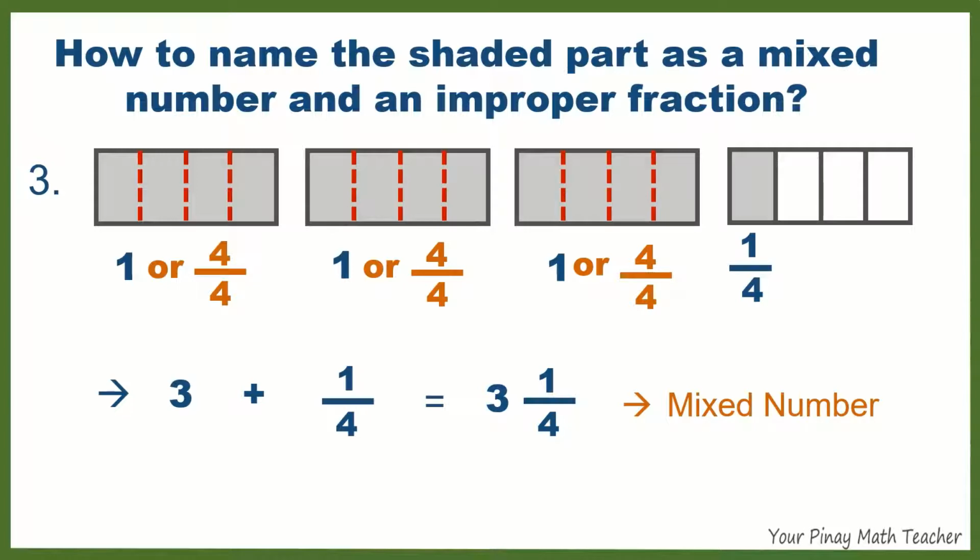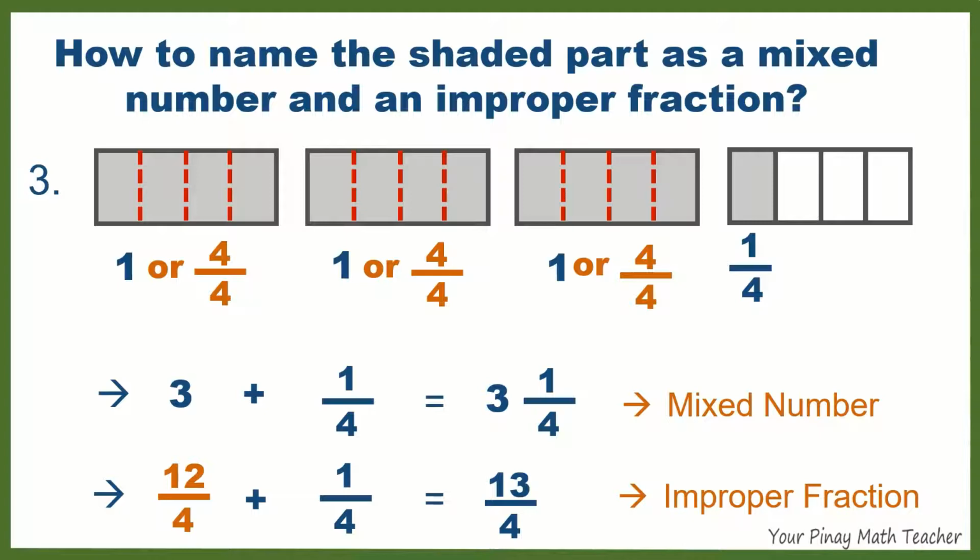So if you combine the 3 4/4, 4/4 plus 4/4 plus 4/4, we get 12/4. Add it to the remaining 1/4, we get 12 plus 1 is equal to 13/4. This fraction is again an improper fraction because 13 is greater than 4. 13/4 is equal to a mixed number 3 and 1/4, which is equivalent to 3 4/4 plus 1/4.